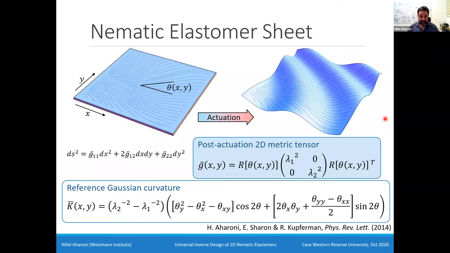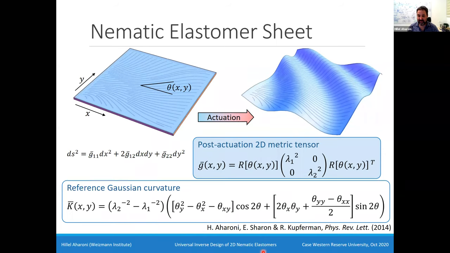And if you calculate the Gaussian curvature of this, then you can get an explicit equation for the Gaussian curvature. And you can see that generically, if lambda one and lambda two are not the same. Of course, if lambda one is the same as lambda two, this is just a constant expansion or shrinkage of the entire material. But if lambda one and lambda two are different, so the material is indeed anisotropic, and if the director field is not constant, so it has first and second non-trivial derivatives, then generically we will get a non-zero Gaussian curvature field. And this means for a flat sheet that it will buckle out of the plane and make a shape which has parts which are sphere-like and parts which are saddle-like, and it will want to satisfy the Gaussian curvature field that we've imposed on it.